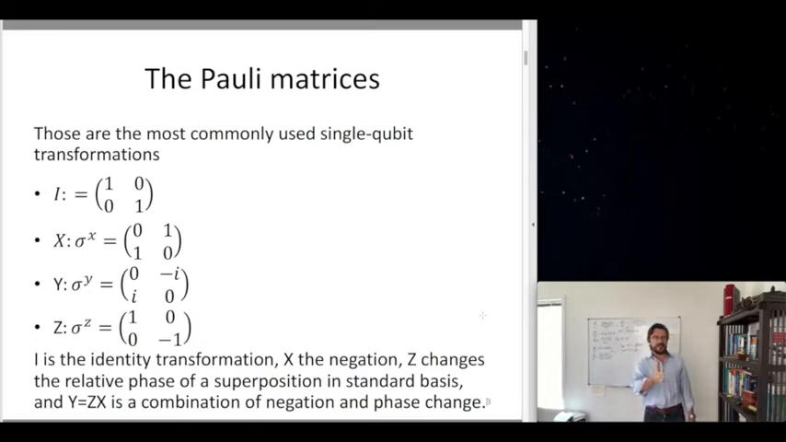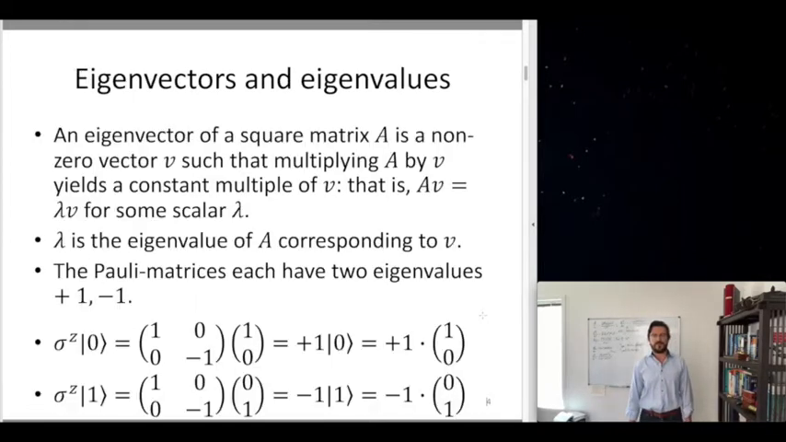If you have a global phase, remember that too. Phase change doesn't matter. If I have plus 1 or minus 1, it doesn't matter. It's the same physical state, if it's just 1, not a superposition state, okay? Then I have Y, which is a combination of Z and X, so a negation and phase change in 1. So we want to keep that in mind. Specifically, we will use X and Z for what we're going to do right now.